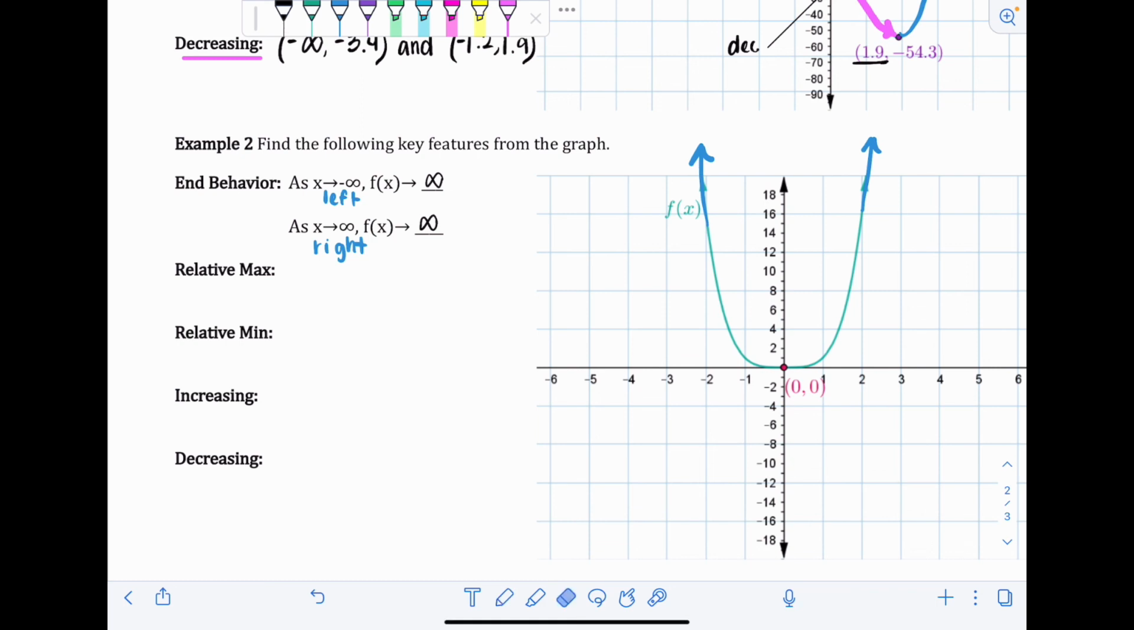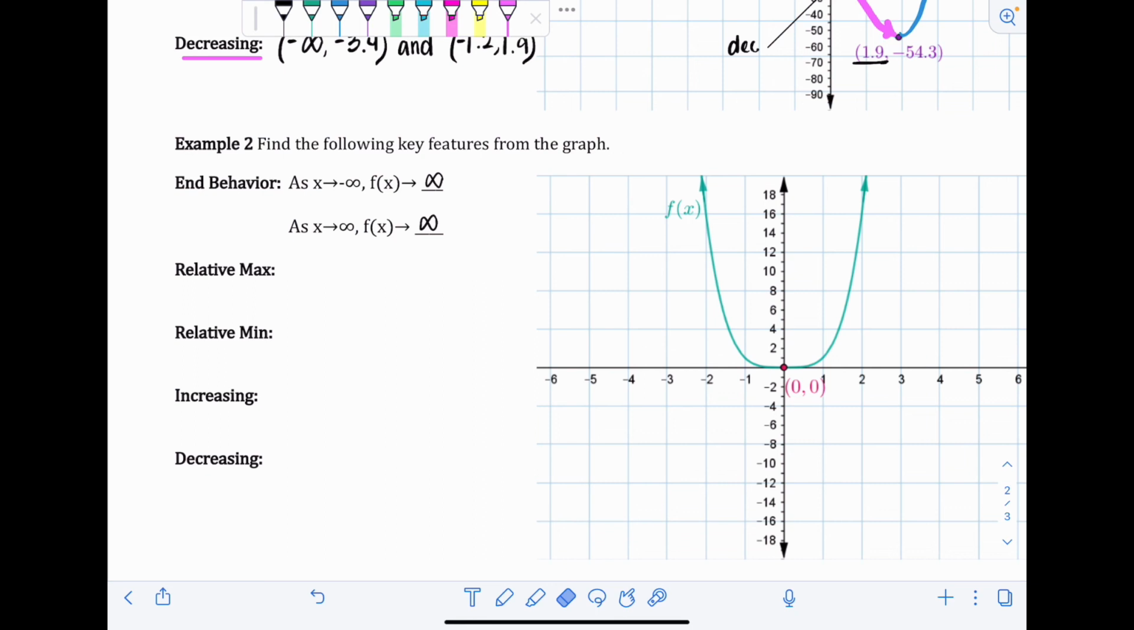And then just a reminder for any quartic function, these are all quartics for this entire set of notes, they should both be going in the same direction. The only thing that would change end behavior for a quartic function is if the graph was facing downward, just like a quadratic with a negative a value, if you're looking at the function as a negative lead coefficient.